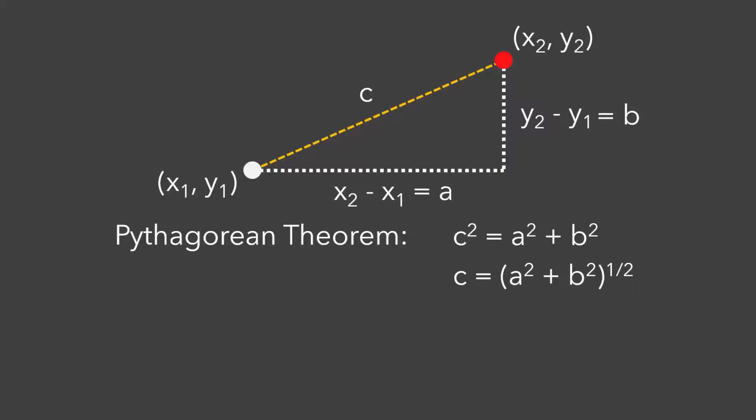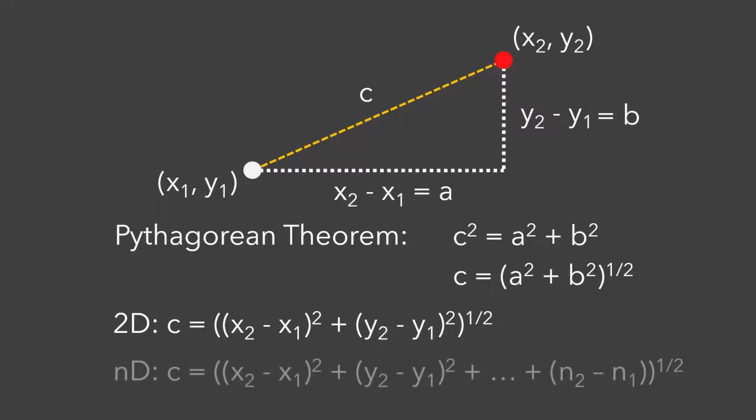And what we can do is substitute into this equation our known values of a and b, that x2 minus x1 and that y2 minus y1. And that gives us a really nice little equation for working out the Euclidean distance, or distance between these points, in 2 dimensions. But we can go even better than that, because we can generalize this equation.